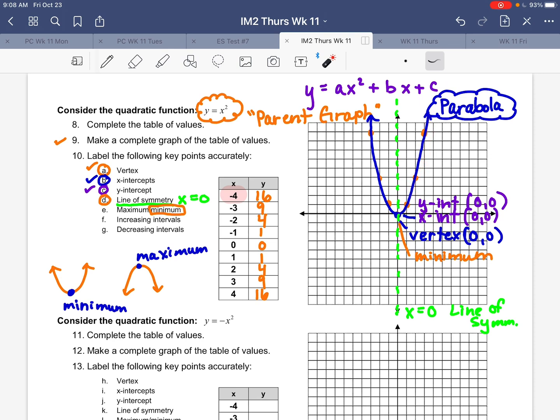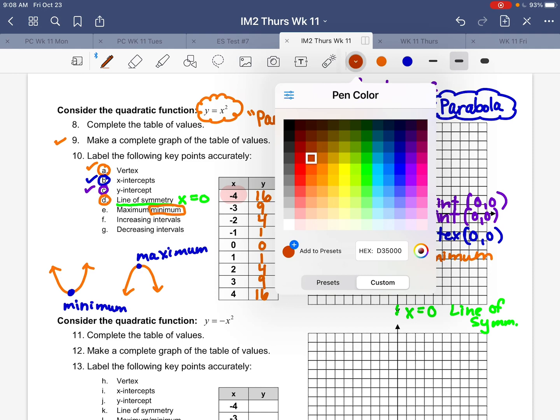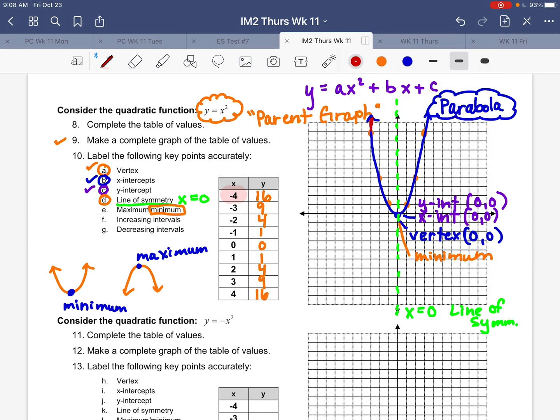On your homework today, I want you to actually take two different colors and label those points. So try to find a different color here. All right, so this portion right here.